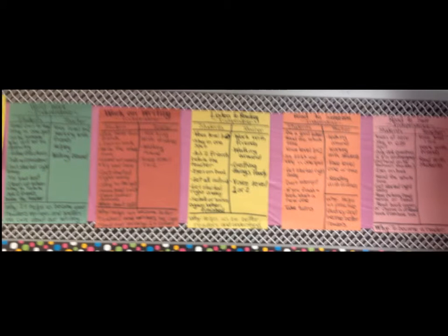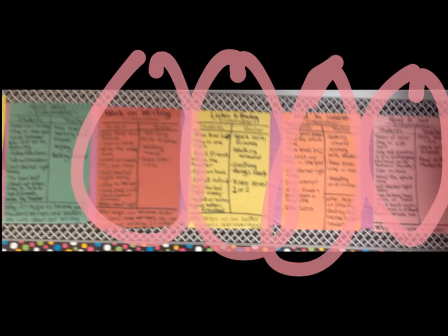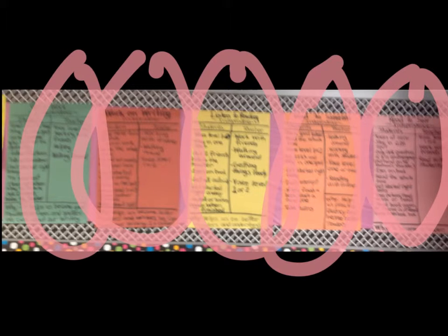Now, this photo is particularly difficult to see, but this is talking about my daily 5 block of the day, or some components of daily 5. Every day we try to get to at least 3 of the 5 components of the daily 5. We have a read to self option, we have a read to someone, we have a listen to reading, work on writing, in addition to word work.